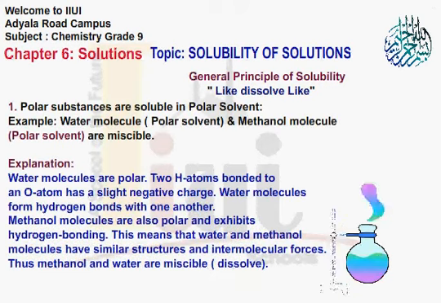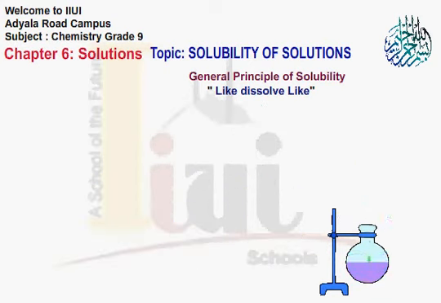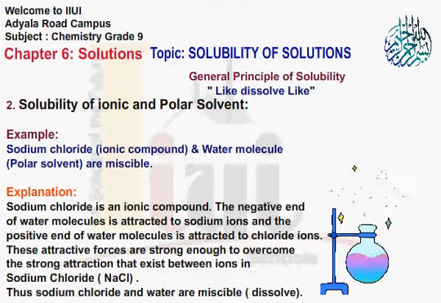According to this principle, polar substances are soluble in polar solvents. For example, the water molecule is a polar solvent and the methanol molecule is also a polar solvent. They are miscible. Students, the explanation of all that is available on the screen. The second point which the principle like dissolves like explains is the solubility of ionic compounds in polar solvents. The example is sodium chloride, which is an ionic compound, and the water molecule, which is a polar solvent. They are miscible.